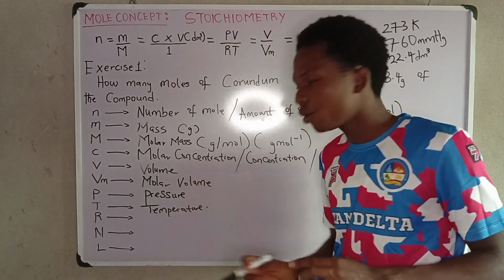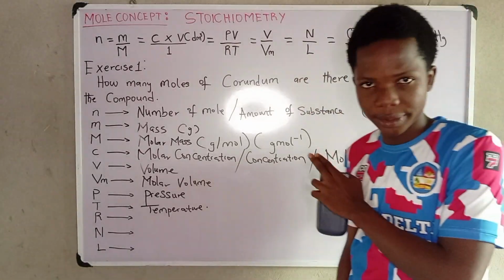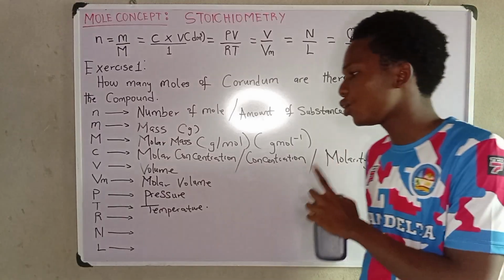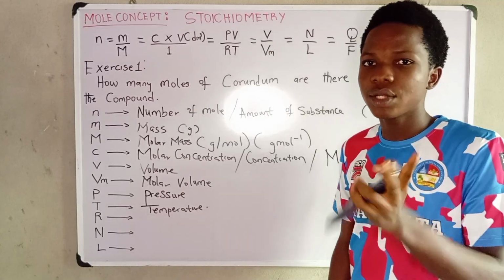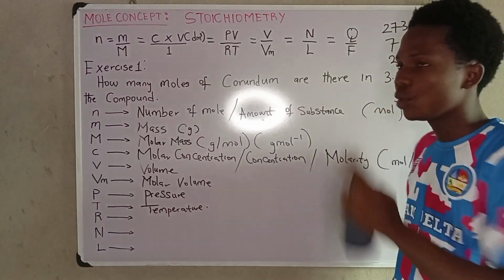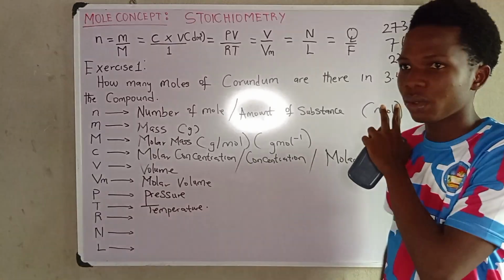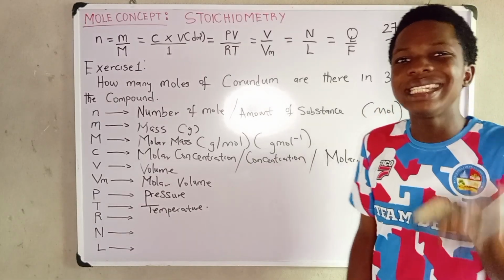For molar volume, especially in stoichiometry, we just have two. It can exist as what? Merely as dm cube, decimeter cube, or cm cube.